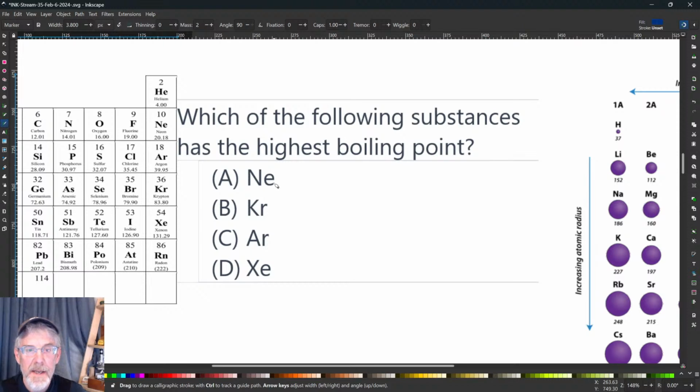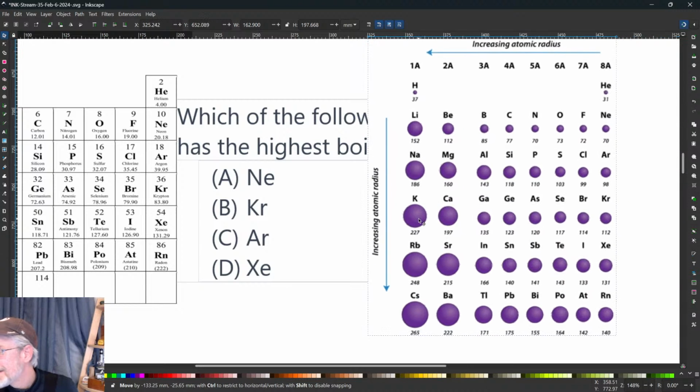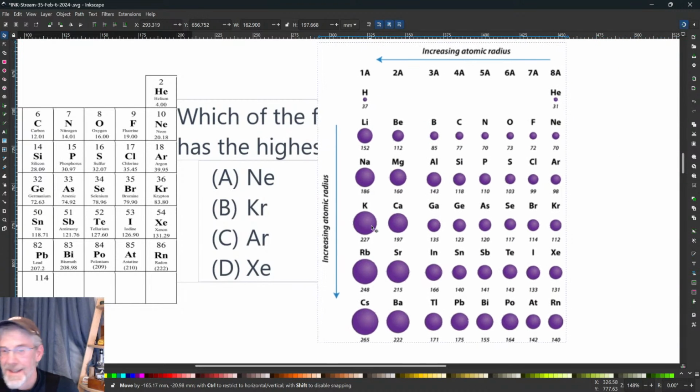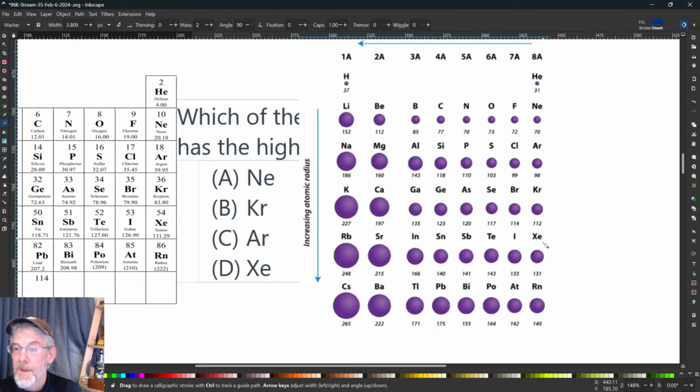So which one is the lightest? Looks like neon's the lightest. And then argon, krypton, and krypton looks to be pretty heavy there. So if you look at the trend, new account, welcome new account. If you look at the trend, which one is the heaviest? That's our xenon right here.